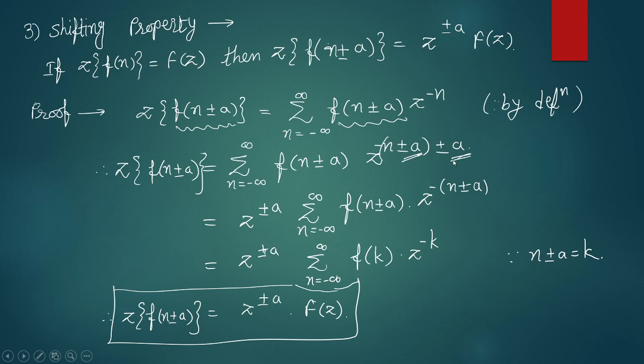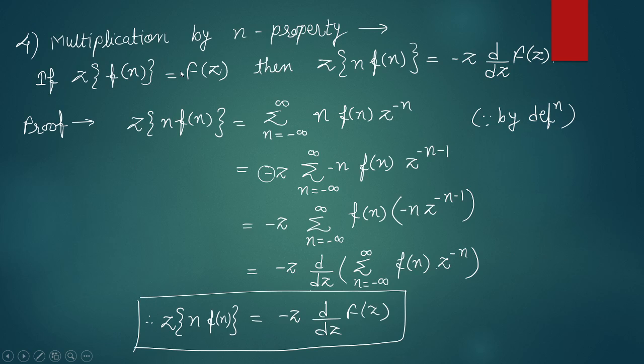Now here z to the power plus minus a we take outside, because the summation is for n equal to minus infinity to plus infinity. Therefore this value goes outside and the remaining term we write as it is. Now let n plus minus a equal k. Therefore this is the value f of k and z to the power minus k summation as it is, and this complete value we write as capital F of z, and hence this shifting property is true.